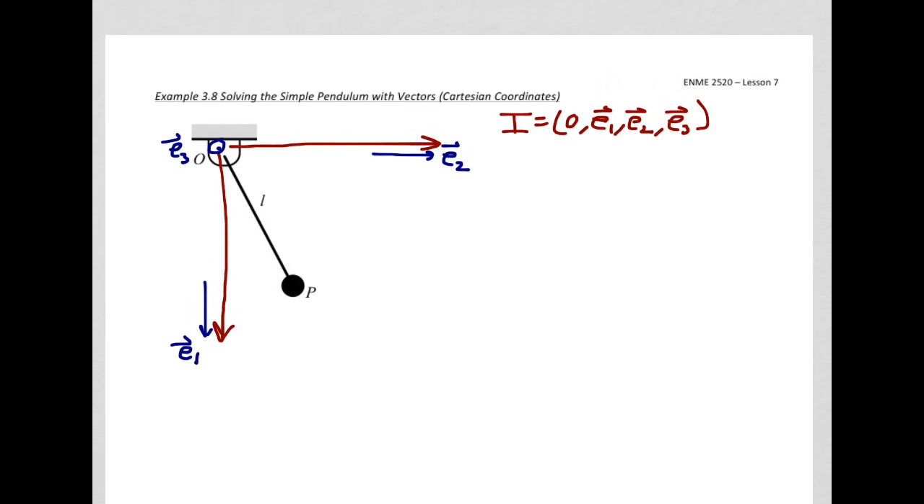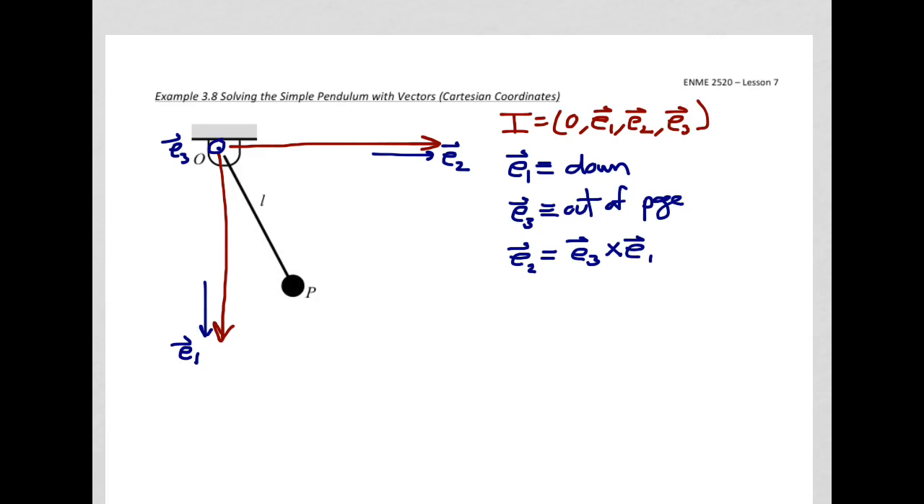And so let's define that specifically, where we say that E1 points down, E3 out of the page, and then E2 is going to be the cross product of E3 cross with E1. Put our direction of gravity, and then let's define our coordinates. And so for our coordinates, let's create x coordinate and a y coordinate.